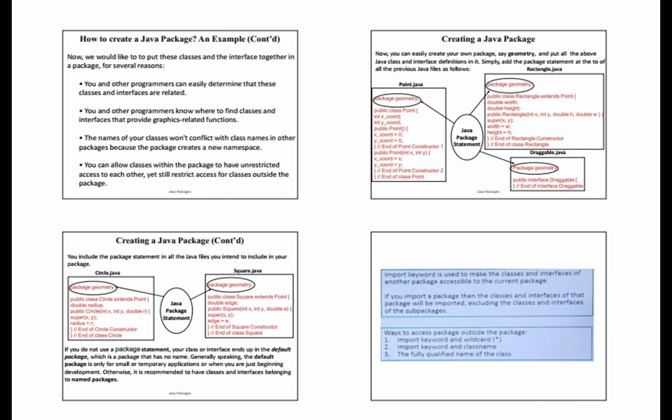Circle.java and Square.java: package geometry; public class Circle extends Point { double radius; public Circle(int x, int y, double r) { super(x, y); radius = r; } // end of Circle constructor } // end of class Circle. package geometry; public class Square extends Point { double edge; public Square(int x, int y, double e) { super(x, y); edge = e; } // end of Square constructor } // end of class Square.